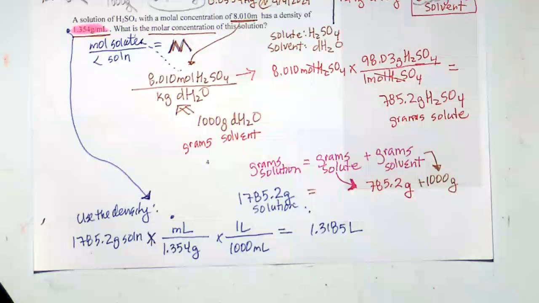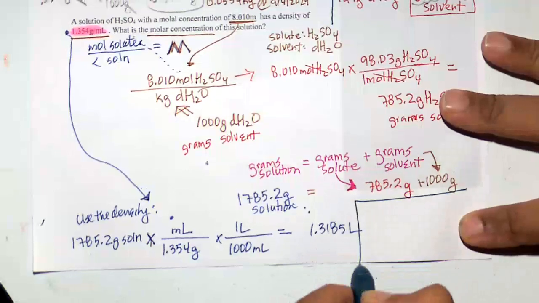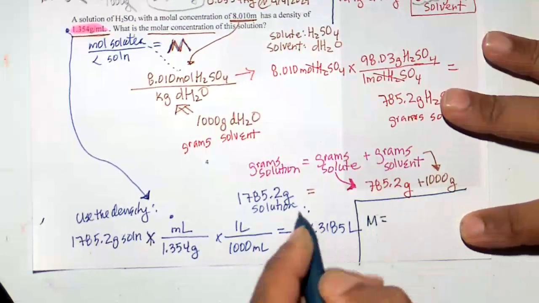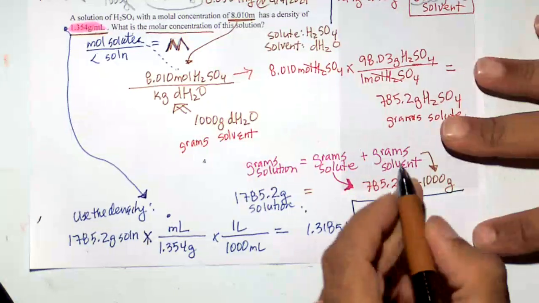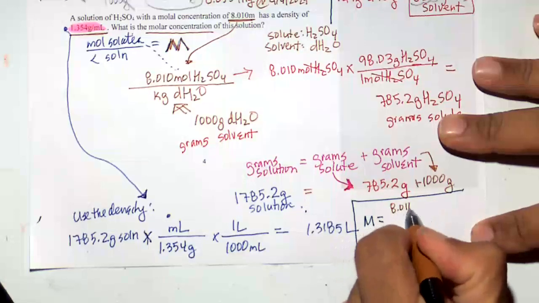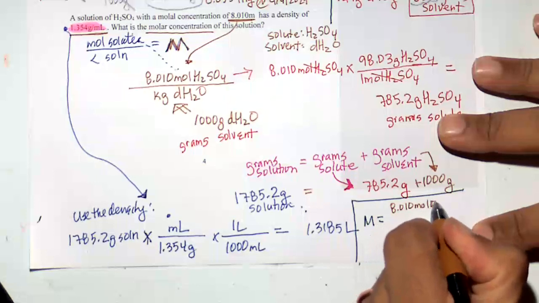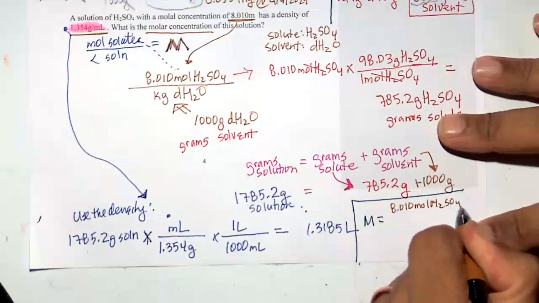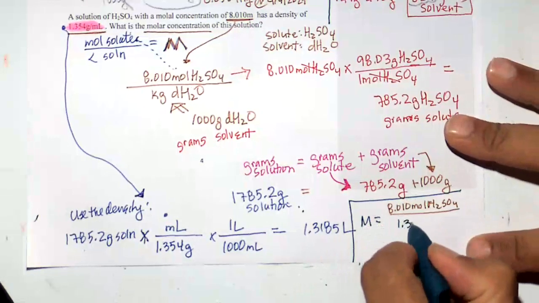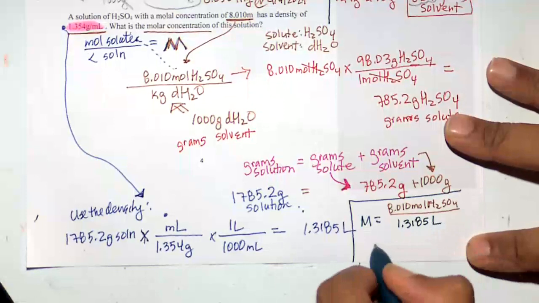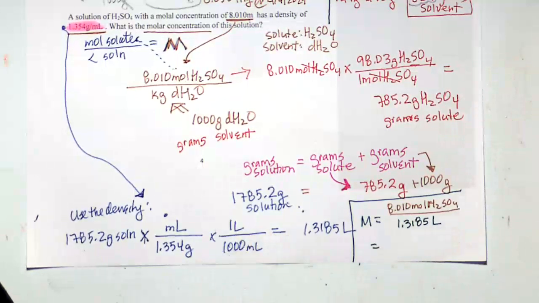Moles over liters is molarity. So what is our moles? What's our moles? 8.010 moles. What's our liters? 1.3185 liters. Big M is moles over liters.